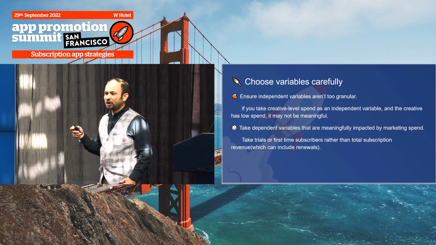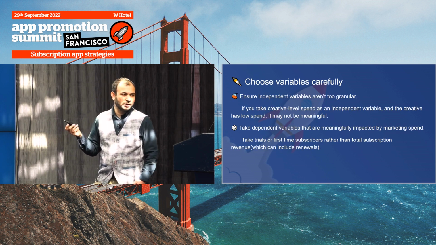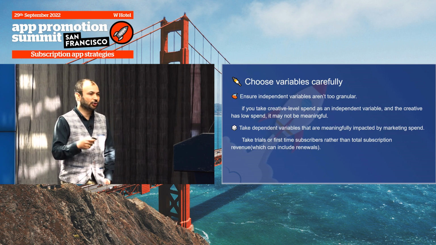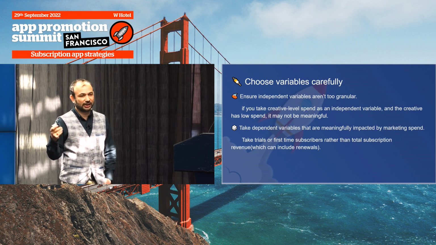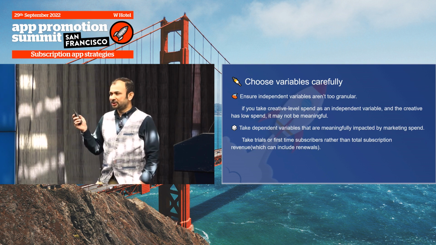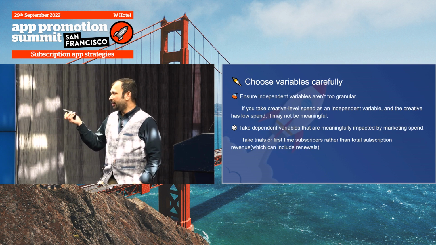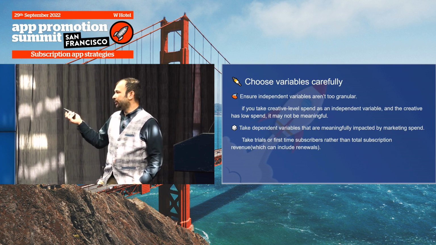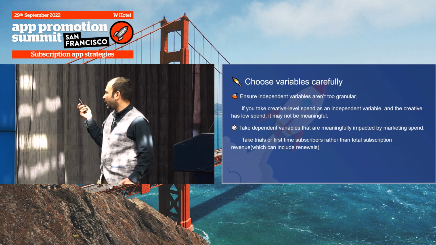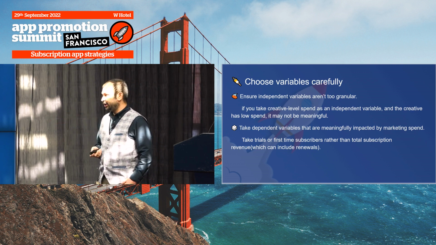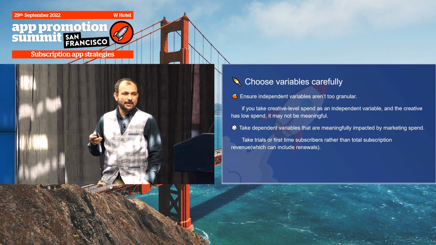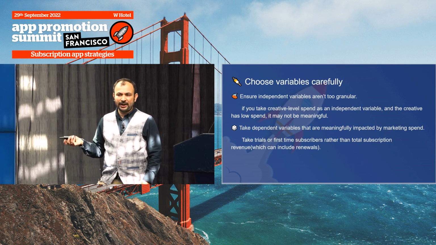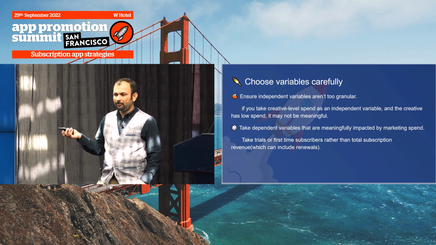And you also want to ensure your independent variables are not too granular. So you're like, hey, I added this new creative today. How is it doing? No, you're not going to get answers to that. But if your creative level spend is $10 a day, $20 a day, this gives you answers about big changes you're making, and also take variables that are meaningfully impacted by spend. Like I said, just take trials. For all subscription apps, I recommend taking trials because, again, that's directly influenced by your marketing spend.